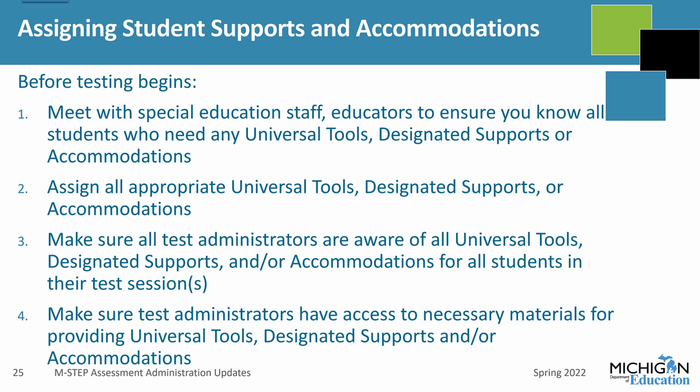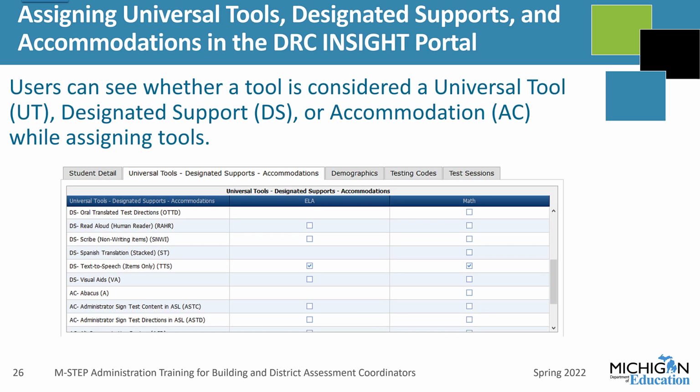This means things like headphones for TTS or calculators for grades 6 and 7 students who are not using a handheld calculator. You assign students universal tools, designated supports, and accommodations in the DRC Insight portal to ensure that students receive the appropriate supports during testing. You can see whether a support is a universal tool, abbreviated UT, designated support, abbreviated DS, or accommodation, abbreviated AC, in the DRC Insight portal on the screen where you assign them.